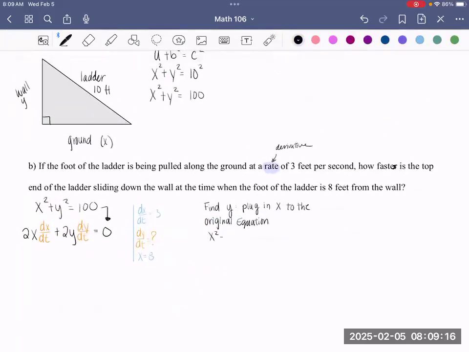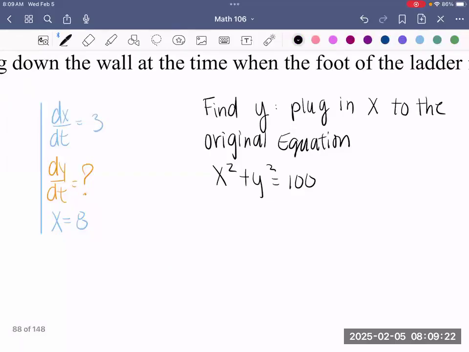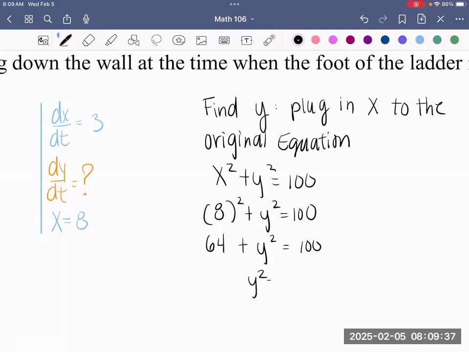So if we have x squared plus y squared is equal to 100, right? You know that x is 8, so 8 squared plus y squared is equal to 100. So you have 64 plus y squared is equal to 100. Bring 64 to the other side. y squared is equal to 100 minus 64. So y squared is equal to 36.